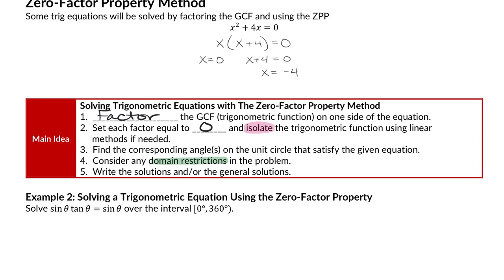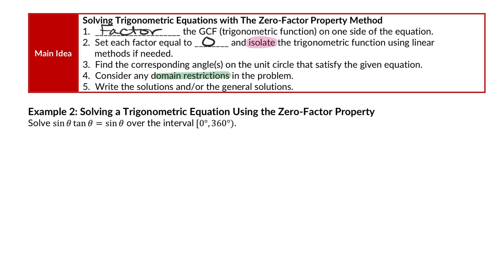Are we ready to see one? Sure, great, that's the spirit. In example 2, it says to solve sine of theta times tangent of theta minus sine of theta equals sine of theta over the interval from 0 to 360 degrees. So we're only looking at one rotation of the unit circle. We don't have to write a general solution because it doesn't ask for it. It gives me this restriction.